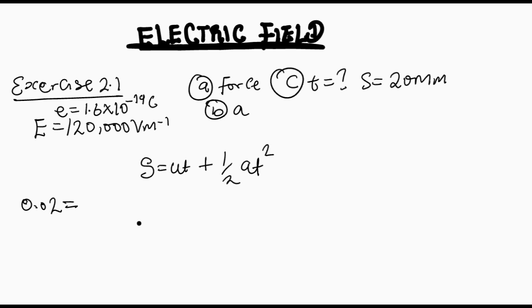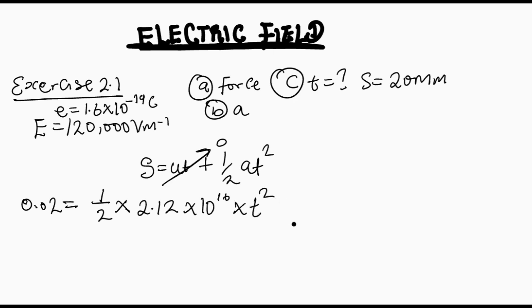So they say it started from rest, right? Yes, it started from rest. So since it started from rest, what will happen? That means that this place will be equal to 0, right? Okay, nice. So it's not actually a quadratic equation. So this side will be off, so that becomes 1 over 2 times the acceleration we have gotten here, which is 2.12 times 10 raised to power 16, right? Yes, times t squared. So make t the subject of the formula.